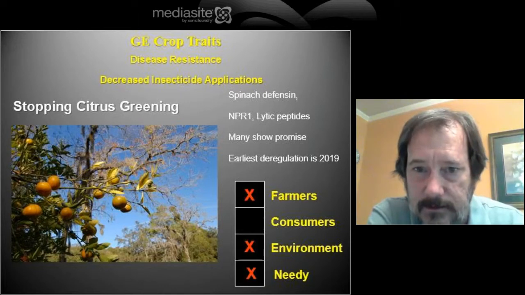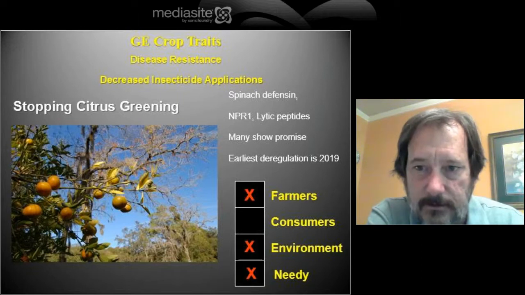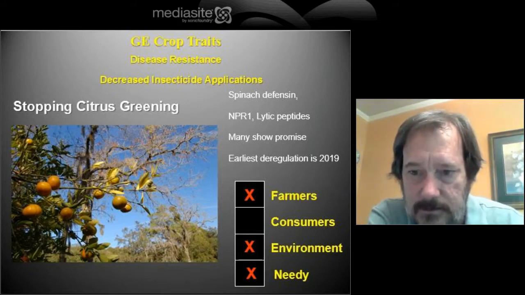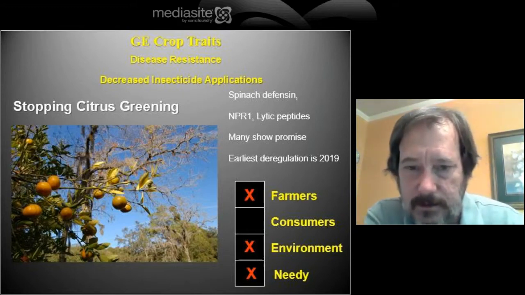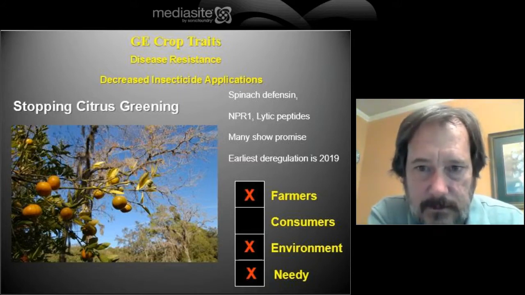So they're looking at genetic engineering as a possibility to control this disease. And one of the more interesting ones involves a gene from spinach. And certainly farmers, the environment, and the needy would benefit from having orange juice and citrus available in their diet.